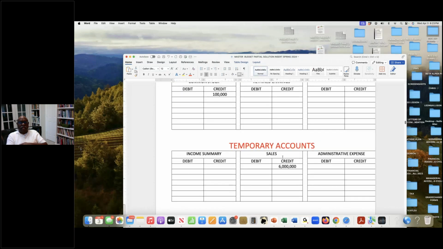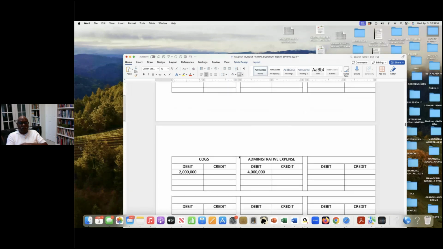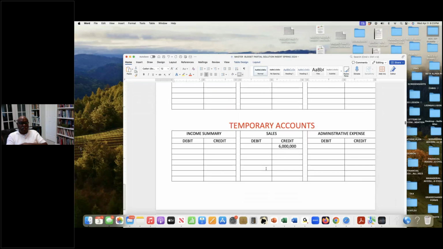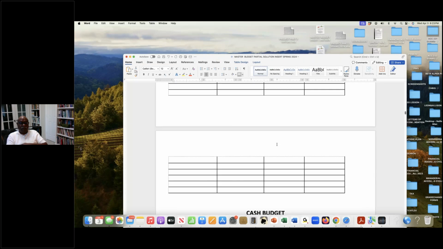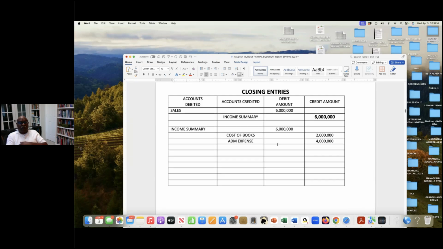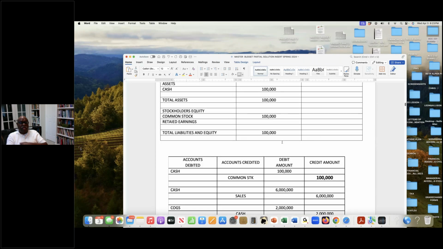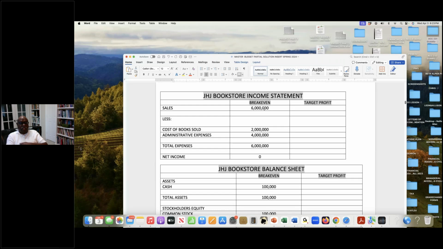In our temporary accounts, we have sales of 6 million, we have COGS of 2, and administrative expenses of 4 million. And so, knowing that these are temporary accounts, we know that they're going to go on the income statement. And so, in preparing the income statement, sales 6 million, less the COGS 2, administrative expense 4, 6, 0. We break even, which is what we're supposed to do.